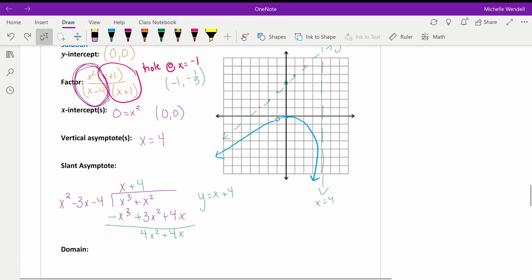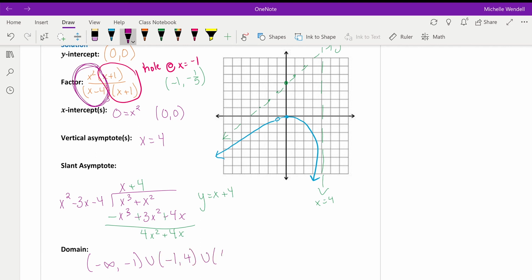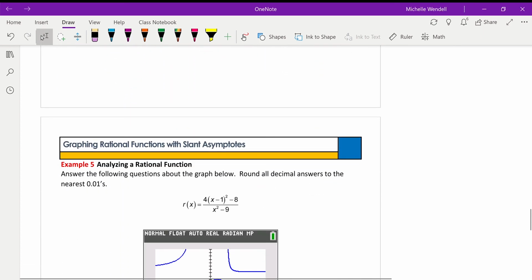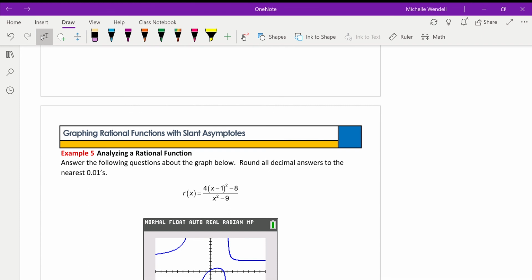Last, I need my domain. Remember, we have a hole here. So my domain is negative infinity to -1, -1 to 4, and 4 to infinity. I leave the rest of the problems to you, and there is an example 5, so don't forget about that.